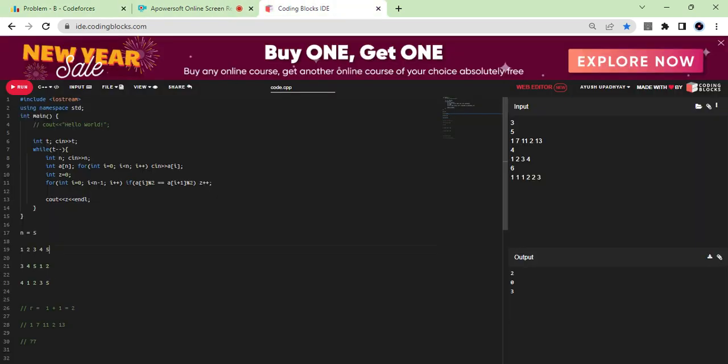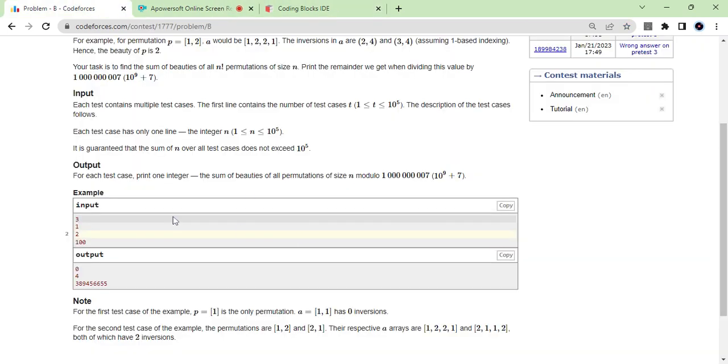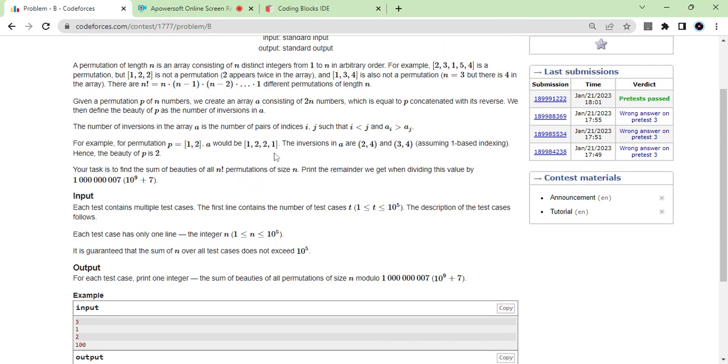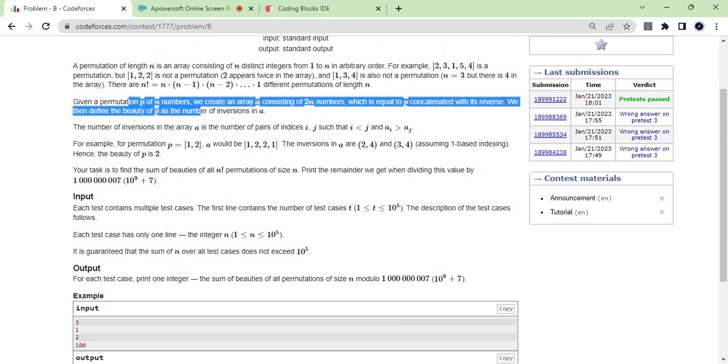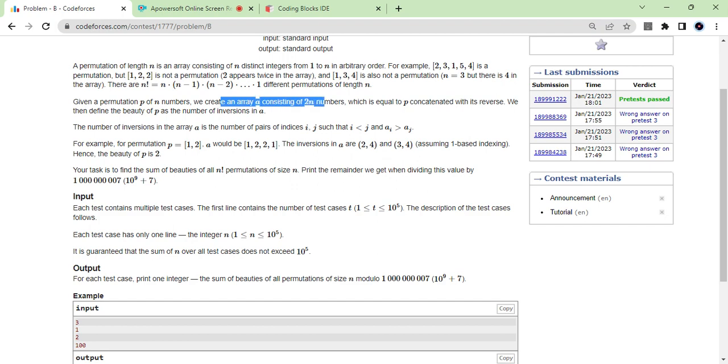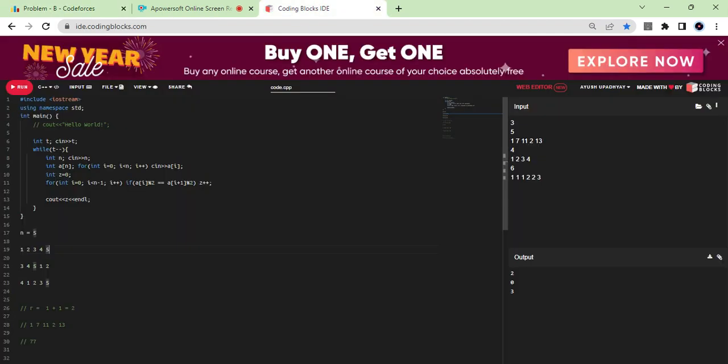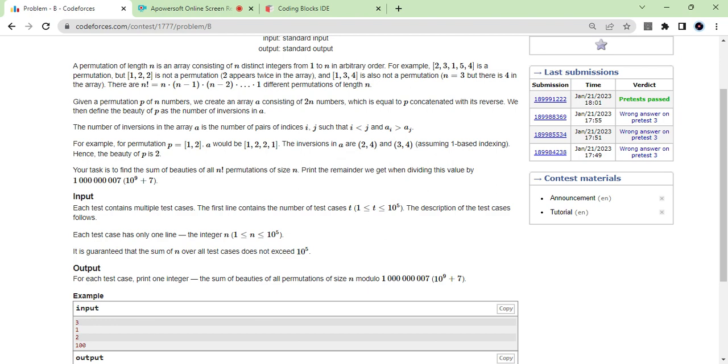Actually, what you are doing with this permutation. For example, this n, you generated all the permutations, but what you need to do, if the permutation is p, you need to generate an array of size 2n, which is equal to p concatenated with p reverse. So if this is equal to p, then the reverse of p would be something you can easily figure out by just reversing: 5 4 3 2 1. The array consists of 2n numbers.